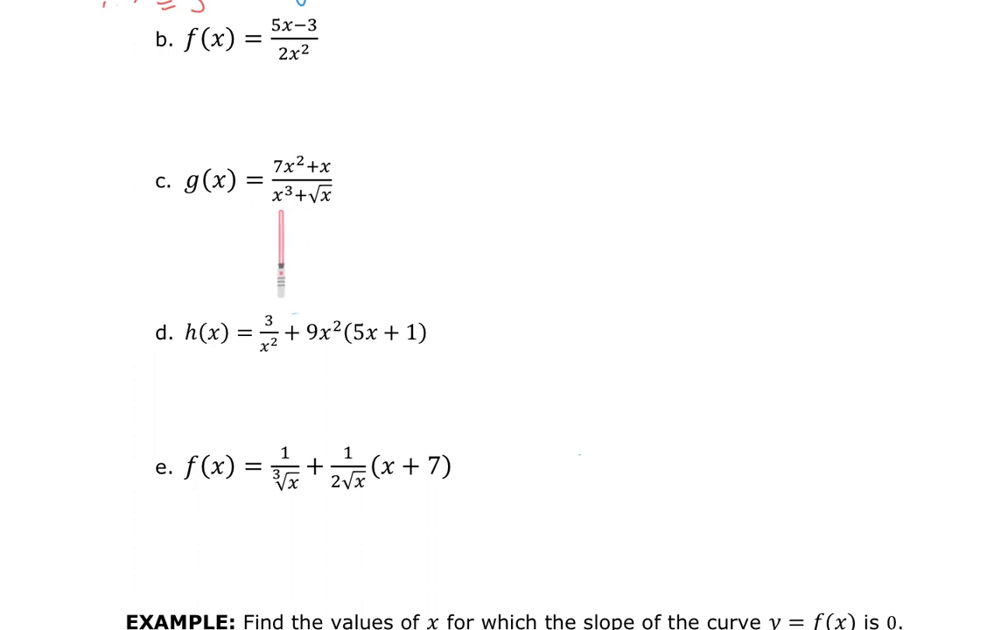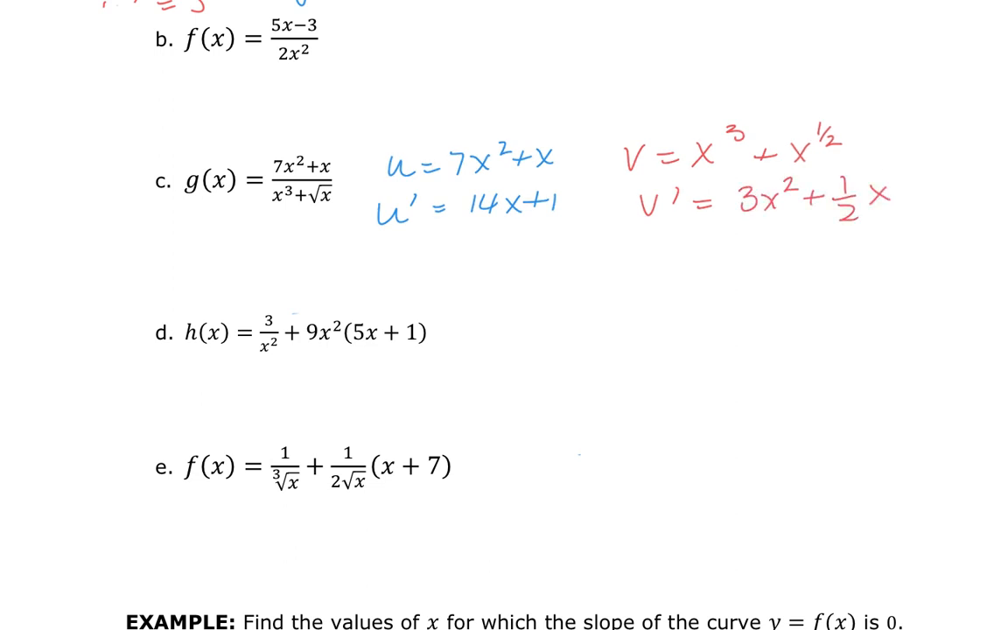Now, G, there's no way I could have done what I did with B, or f of x, because it is a single term there. I was able to put 2x squared underneath the 5x and the negative 3. I can't do that here, so I'm stuck with the quotient rule. So let's go ahead and note what u and v are. U is the numerator, 7x squared plus x. U prime is going to be 14x plus 1. V is going to be x to the third plus x raised to the 1/2. That means v prime is going to give me 3x squared plus 1/2 x raised to the negative 1/2.